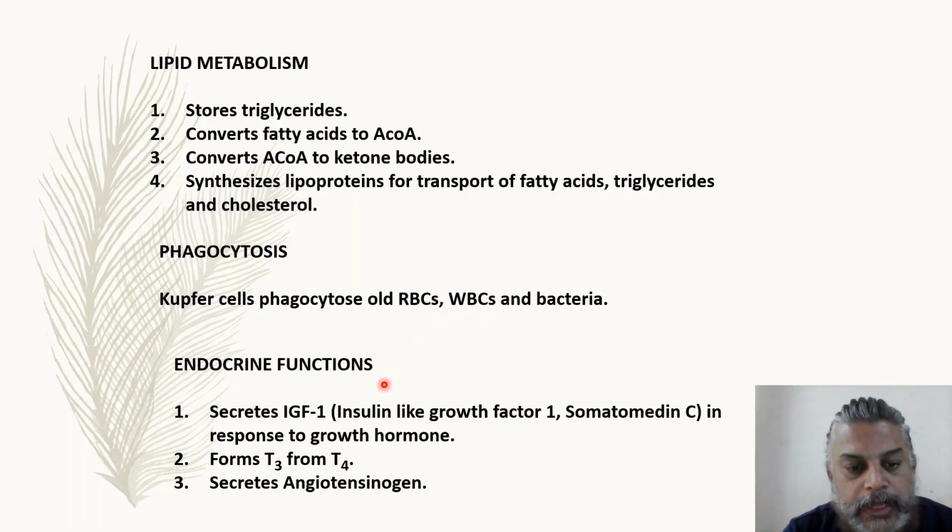We also know that it is a major endocrine organ. The main hormone is insulin-like growth factor, the active growth hormone in adults, which acts via insulin growth factor 1. It also converts T4 to T3, and we know that T3 is the active hormone for the thyroid actions. It also secretes angiotensinogen for hypertension.